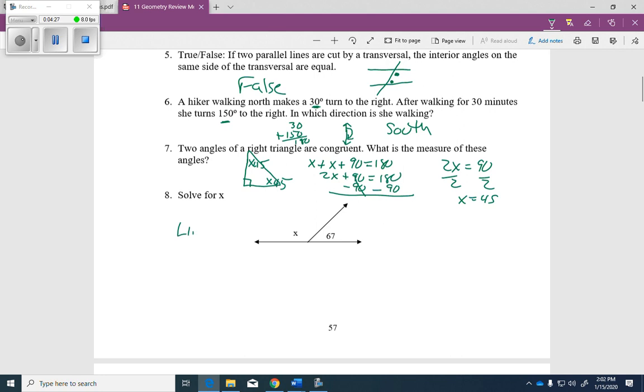This is a picture of a linear pair. Remember, linear pairs add up to 180. So I could just do 180 minus 67, and get 113 degrees.